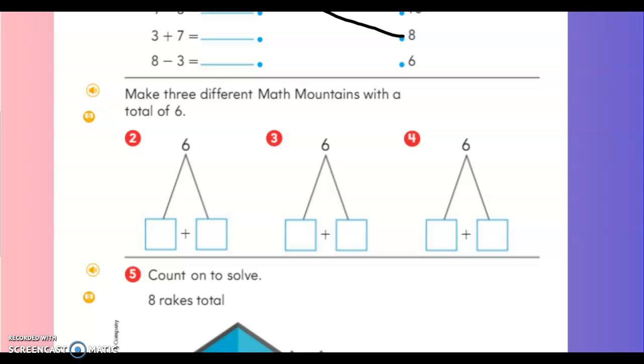For number 2, 3, and 4, we're going to be making 3 different math mountains with a total of 6. So we're looking for partners of 6. What can we add together to get us 6? So usually it's easy if we start off with 1. Okay, what can we add to 1 to give us 6? Okay, then I would think 2. Well, what can we add with 2 to get us 6? And then 3. Okay, go ahead and fill those in.